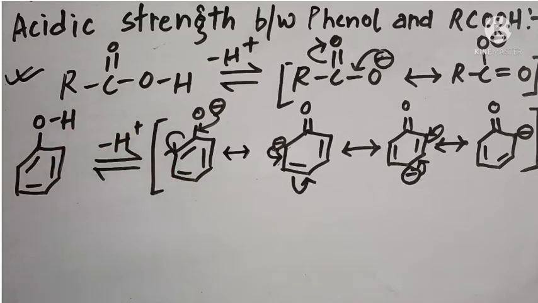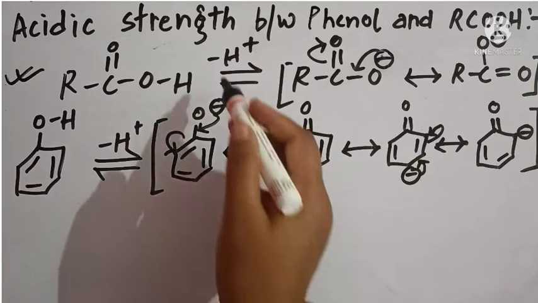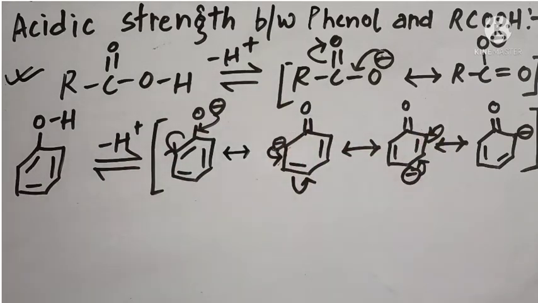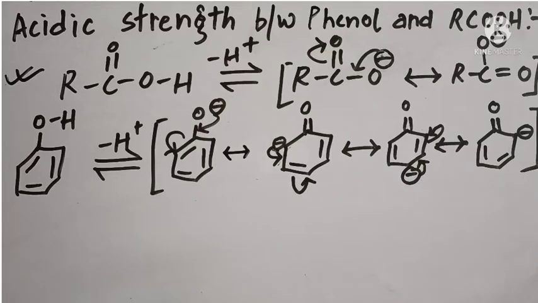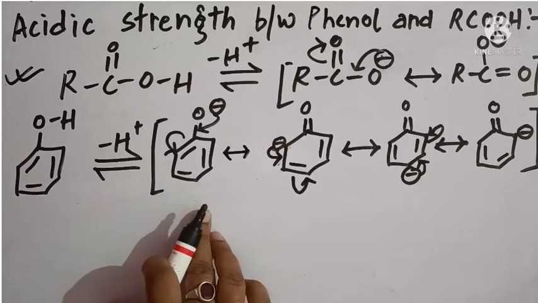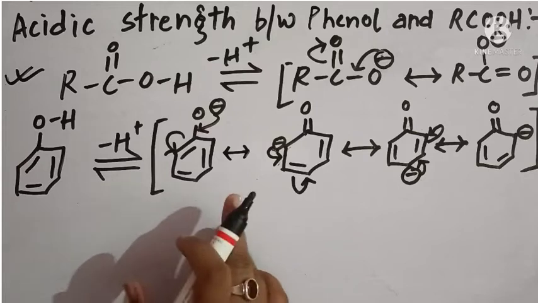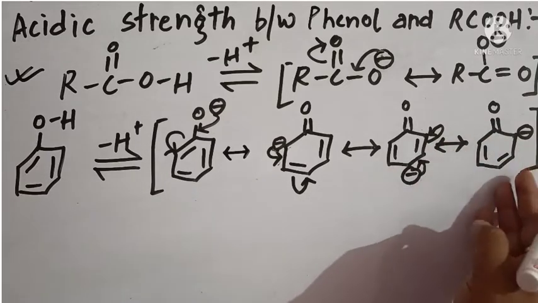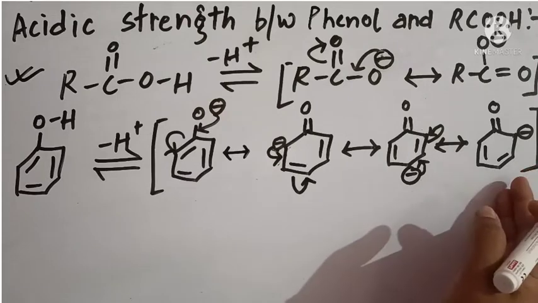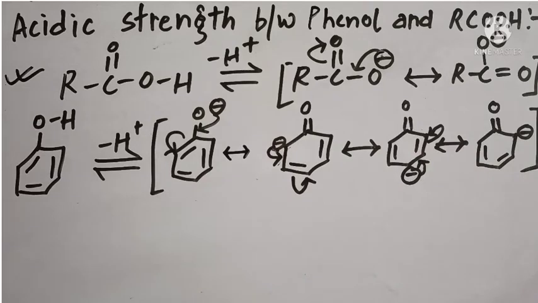So if we just see the carboxylic acid, after the removal of H plus ion, it will give you the carboxylate ion. So that is resonance stabilized, so it will give you two resonating structures. And if we see the acidic strength, after the removal of the H plus ion in case of the phenol, that will give you basically the phenoxide ion, obviously. So that is also resonance stabilized because it is attached to the benzene ring, so it will give you four resonating structures, and in the last resonating structure, on the transfer of the delocalization of the electron, that will give you the first structure again.